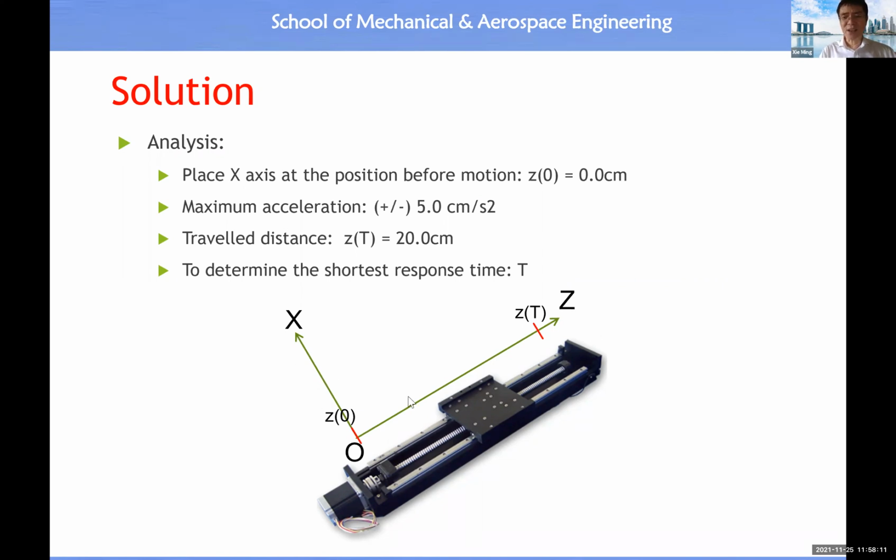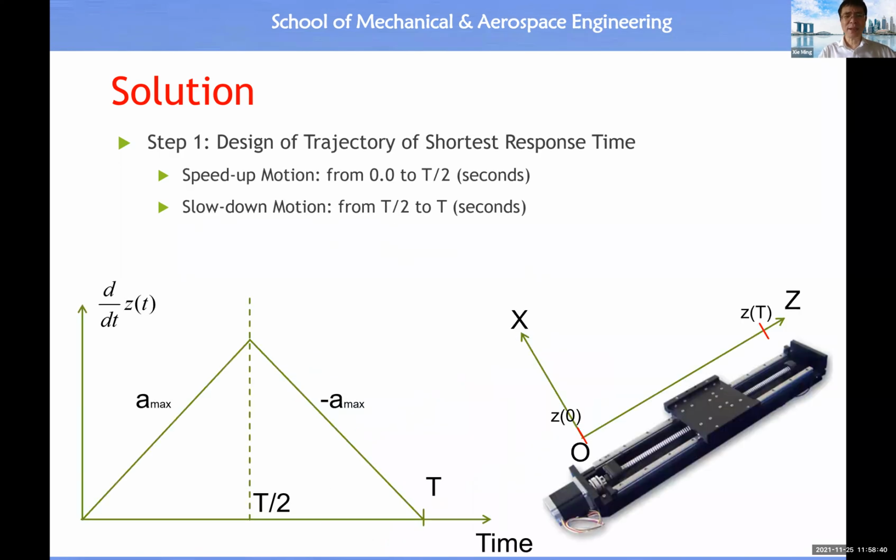Let's say we assign the coordinate system in this way. When the link is at the 0 position, the z coordinate equals 0. The maximum acceleration is 5 centimeters per second squared. Travel distance is 20 centimeters, and we want to make the time as short as possible. Then what should be the equation of a trajectory for this robot to achieve this type of response?